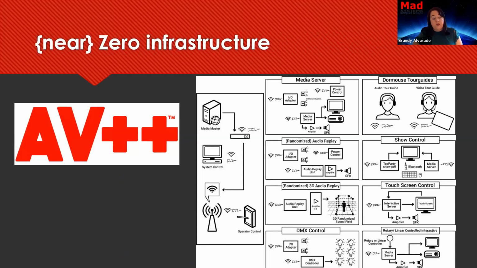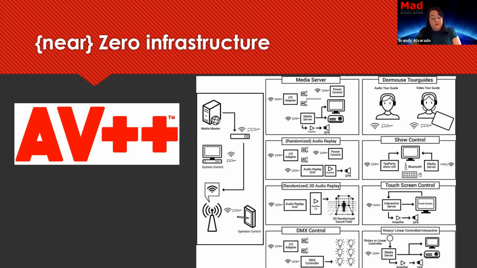So this is the way QuickSilver looks. It's comprised of media servers, audio replay units that can randomize sounds and create an audio environment for a fully immersive experience. It can also control DMX for lighting. This is especially useful because in the past we've had staff forgetting to turn off the lights or trying to turn off exhibits using the breaker switch, and that's super dangerous.